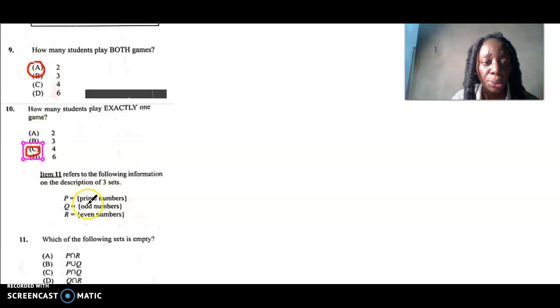P union Q, prime numbers and odd numbers. No, that is not correct. P intersect Q would be prime numbers and odd numbers. So that set is not empty either. Q, which is odd numbers, intersect R, even numbers. I think that this is the empty set. We have no odd number that is also even. So our answer is D.